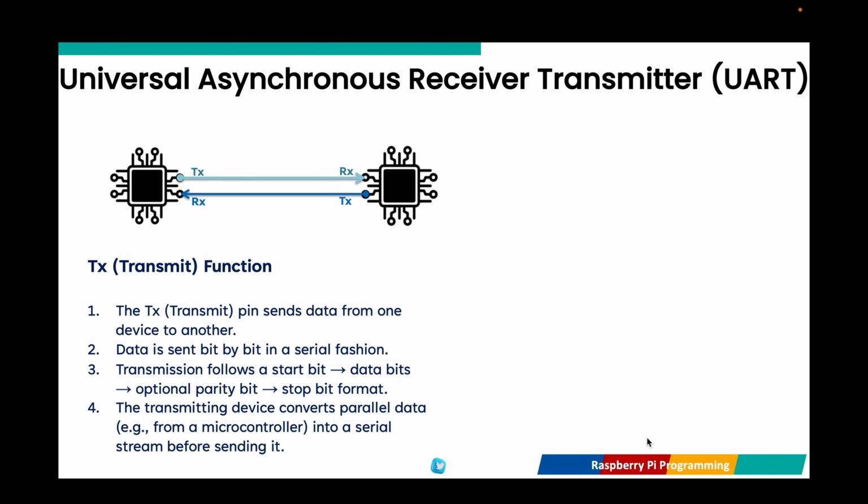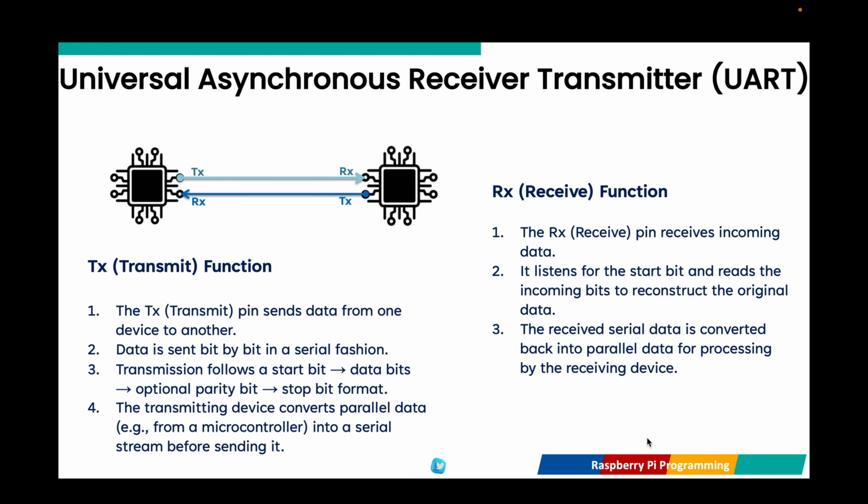Before transmission, parallel data such as sensor readings or microcontroller outputs is converted into a stream of bits. The data is sent following a standard structure: a start bit, data bits, an optional parity bit for error checking, and a stop bit. Now, let's have a look at the RX function. The receive pin listens for incoming data. When it detects a start bit, it begins capturing the data bits and reconstructs them into meaningful information. The received data is then converted back into parallel data for processing.